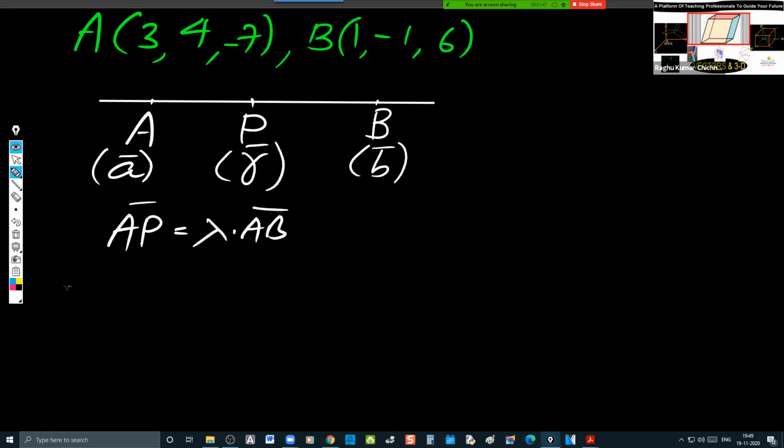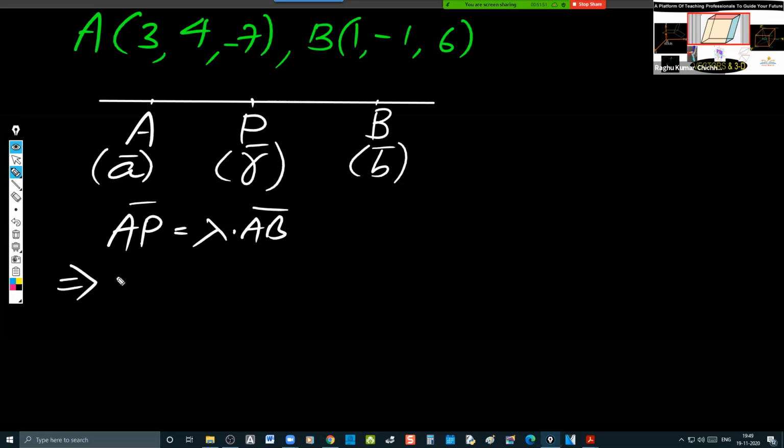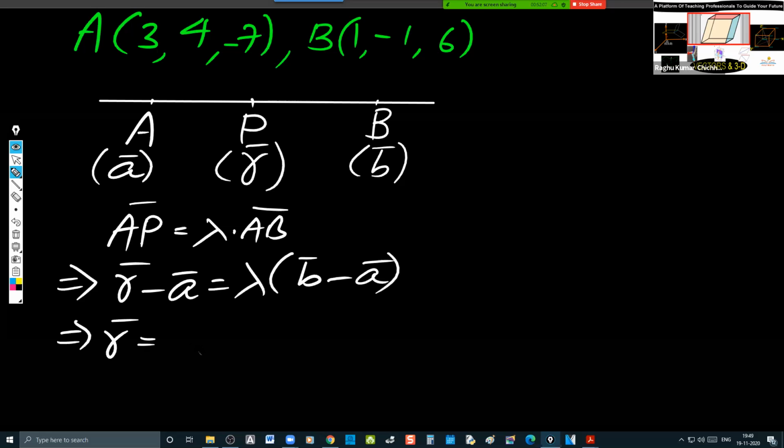Correct or not? Now, how to write AP bar? OP bar minus OA bar, R bar minus A bar. How to write AB bar, please? B bar minus A bar. Correct or not? Yes, sir. Now, we need it in the vector form. R bar is equal to A bar plus lambda into B bar minus A bar.